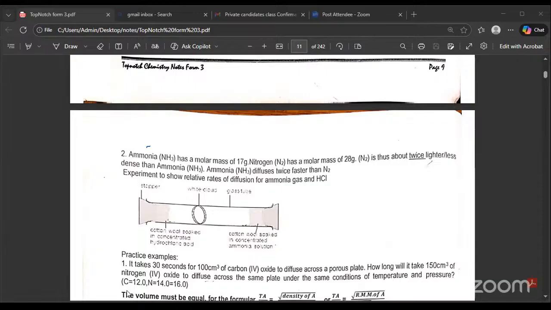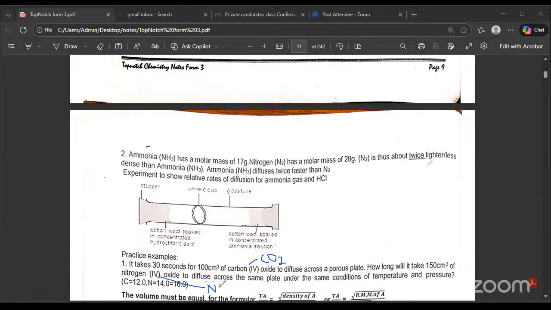Now, they have given you C to be 12, N to be 14, and the oxygen to be 16. So like I said, it is very important for you to know how to write the chemical formulas of these gases so that you can solve them. Now that we have been given RMMs, you are supposed to know carbon dioxide is written as CO2. Now, nitrogen dioxide, it is NO2.